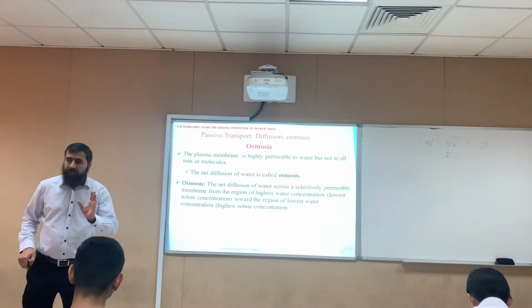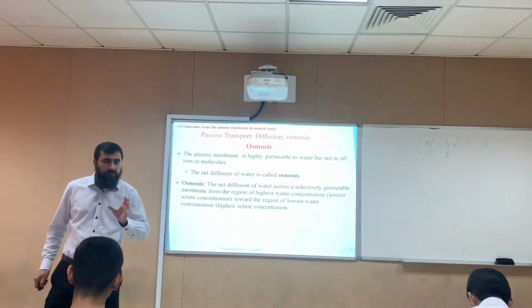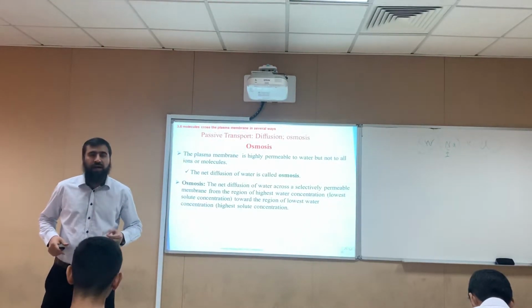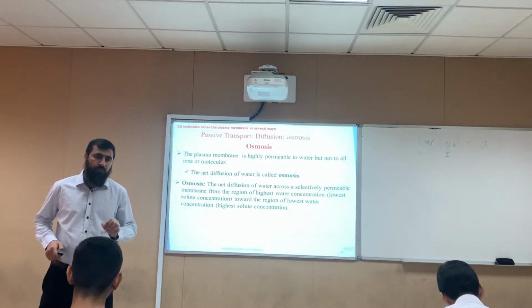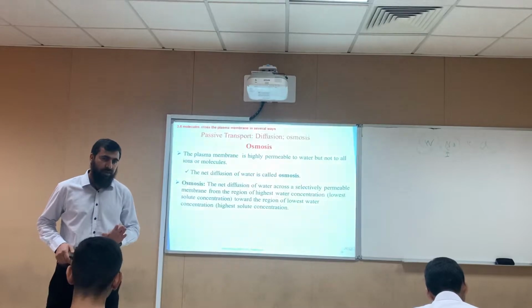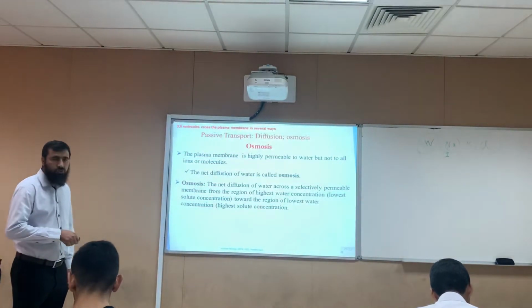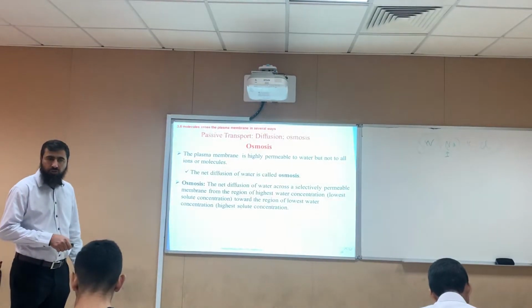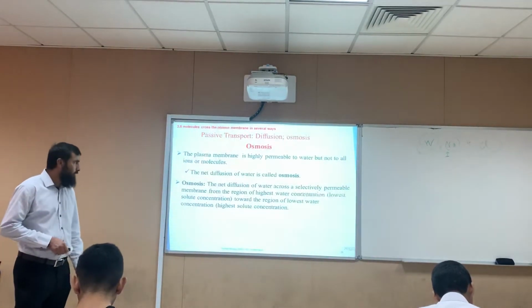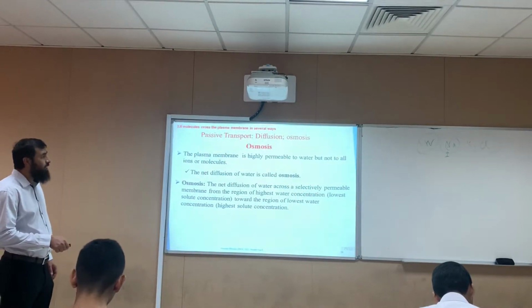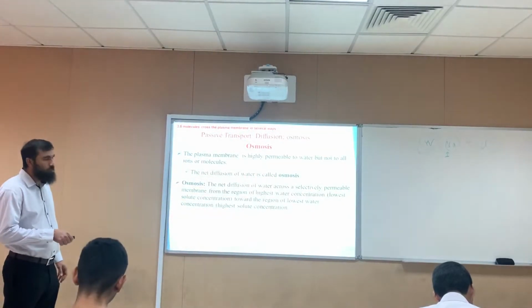I mean, there are some exceptions in some regions in the kidneys. Some regions are less permeable to water, but that is for the purpose of urine formation, okay? But in general, most cells are highly permeable to water, but less permeable to other molecules or ions, okay? And this net movement of water is termed osmosis.